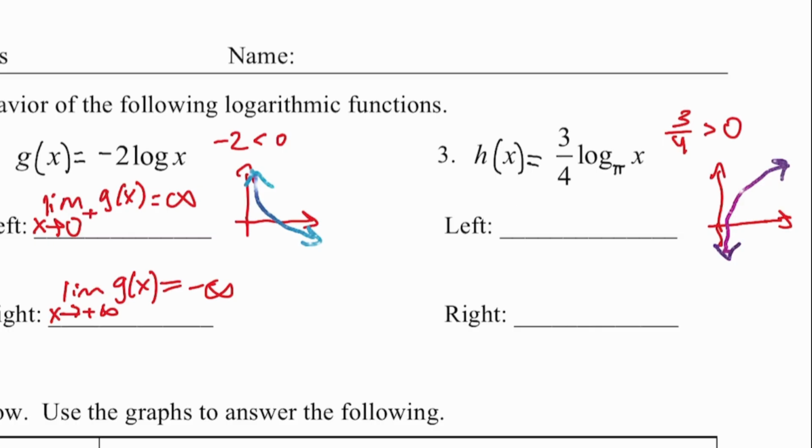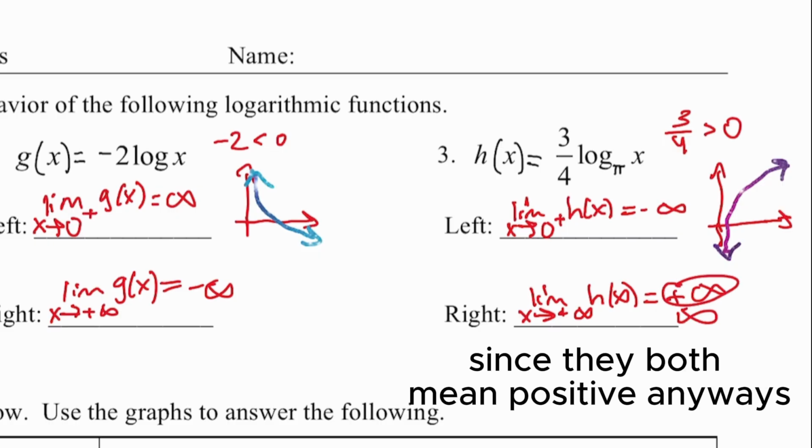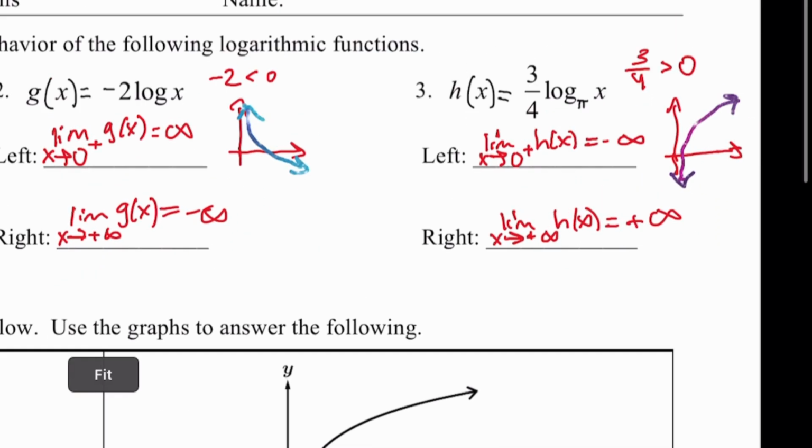So we know that the y on the left side is going to negative infinity as x goes to 0. h of x is going to negative infinity, and then on the right side, as x goes to positive infinity, h of x reaches positive infinity, whatever you prefer. I did both, I guess.